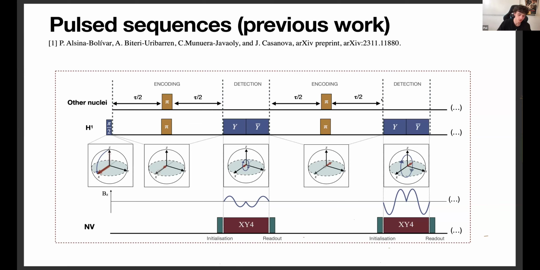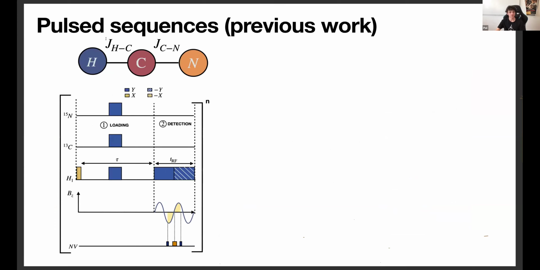Let's assume a hydrogen cyanide molecule because it's a simple molecule. There are two J-couplings here, the one between the hydrogen and the carbon, and the one between the carbon and the nitrogen. Now this would be the sequence that I just showed, but for this case. This is the encoding or loading period. Notice how I apply the pi pulses and let the system evolve. Then I read the hydrogen by applying a radiation to them, and the magnetic field emanated during this period will be tracked by the NV ensemble by applying some pulses.